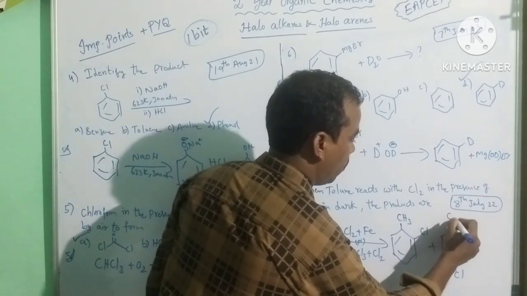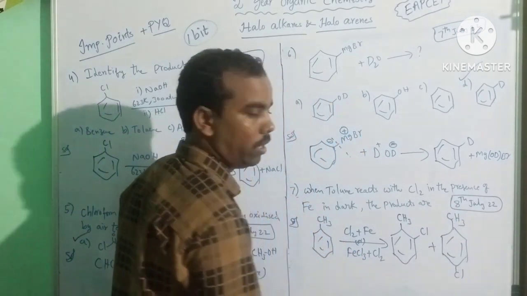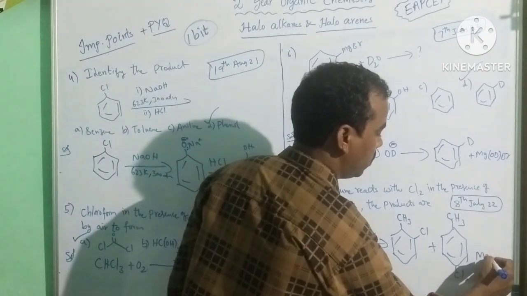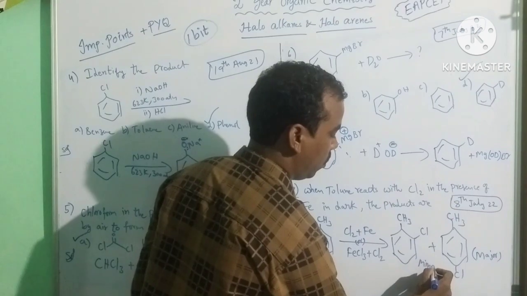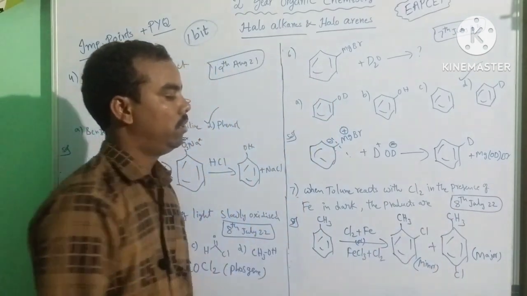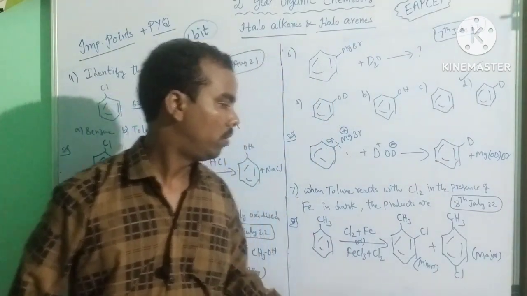So parachlorotoluene and orthochlorotoluene are formed. The major product is parachlorotoluene, and the minor product is orthochlorotoluene. So the answer is orthochlorotoluene and parachlorotoluene. Okay, note this.